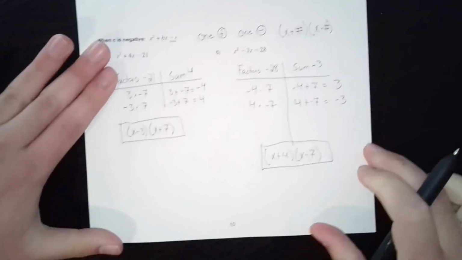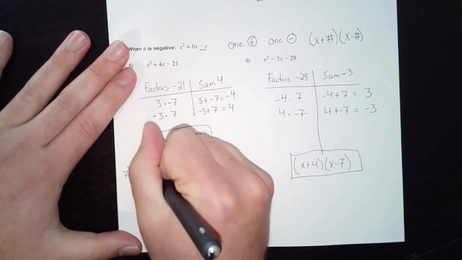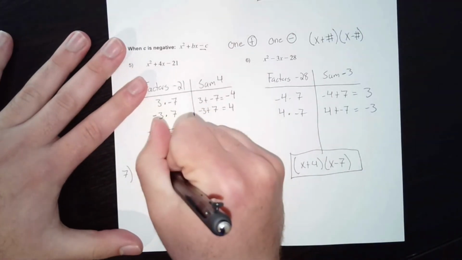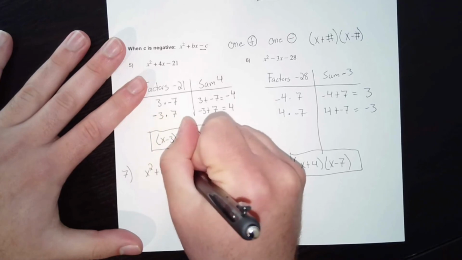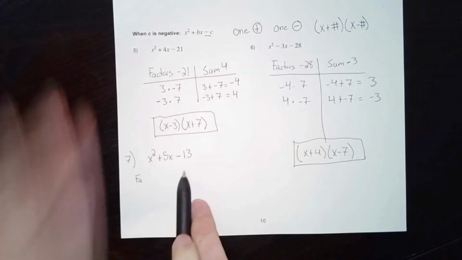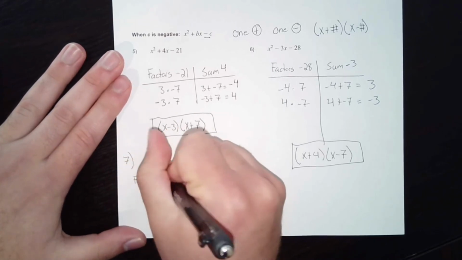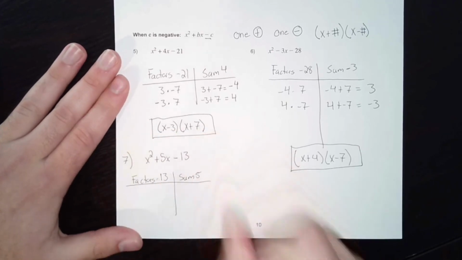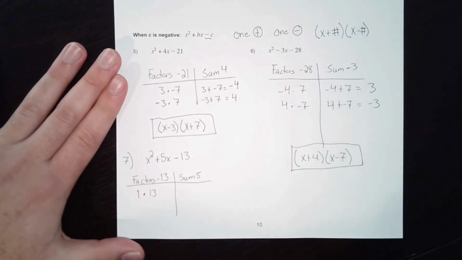Let me add in one more here. We'll call this number 7. Let's do x squared plus 5x minus 13. Okay, so if I just start out here, this does still fit the same group, so I want one positive, one negative. I'm looking for factors of negative 13 that sum to give me 5. Okay, well, for 13, my factors need to be a 1 and a 13. That's the only things I can multiply to give me 13.